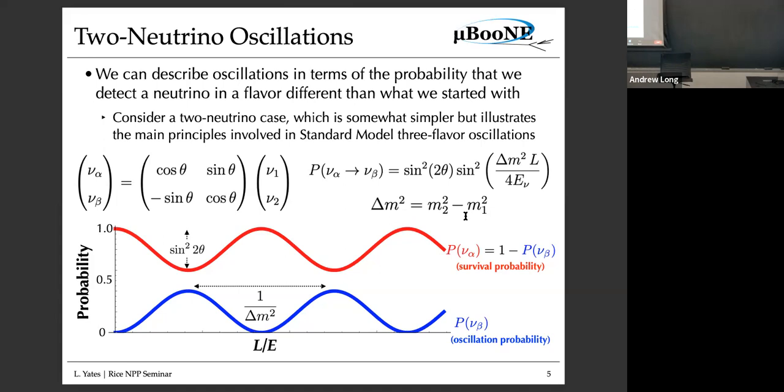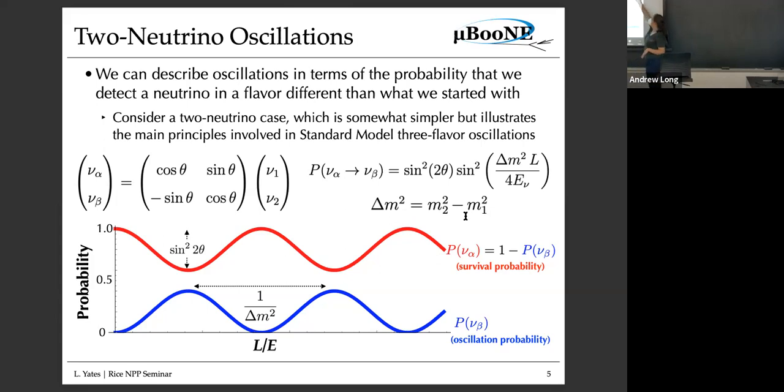So usually we talk about the oscillation probability, the probability that if you started in one state, you observe in the other state. So for the two neutrino case, we have two flavors, two mass states, and one mixing matrix that can be parameterized in terms of the single angle theta.